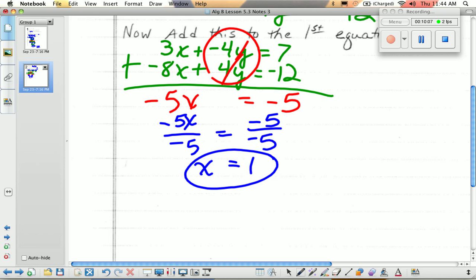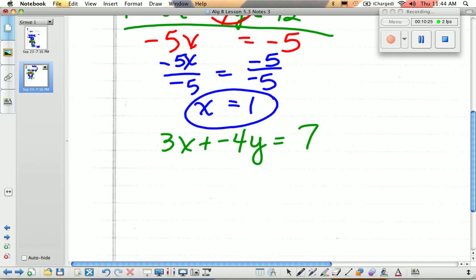Which equation do you like better for solving for y? The top one. So the top one is our 3x plus negative 4y equals 7, right? Is that the one we're going to use? So we're going to put 1 in for x and solve it for y. Get your y value. It's a fraction this time.